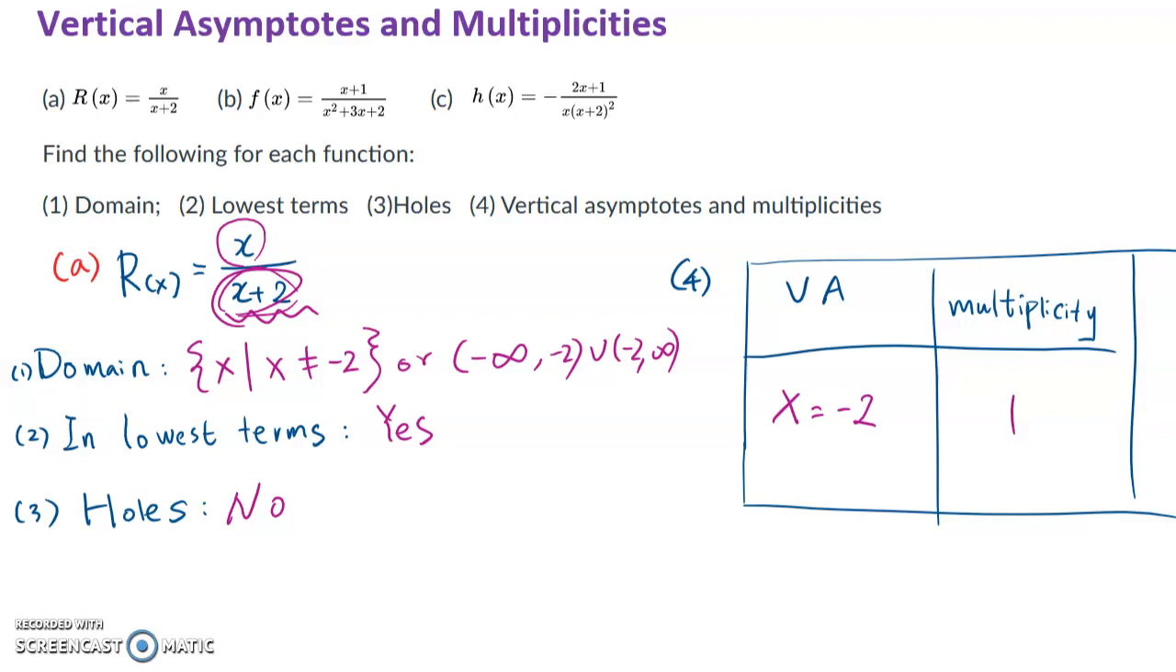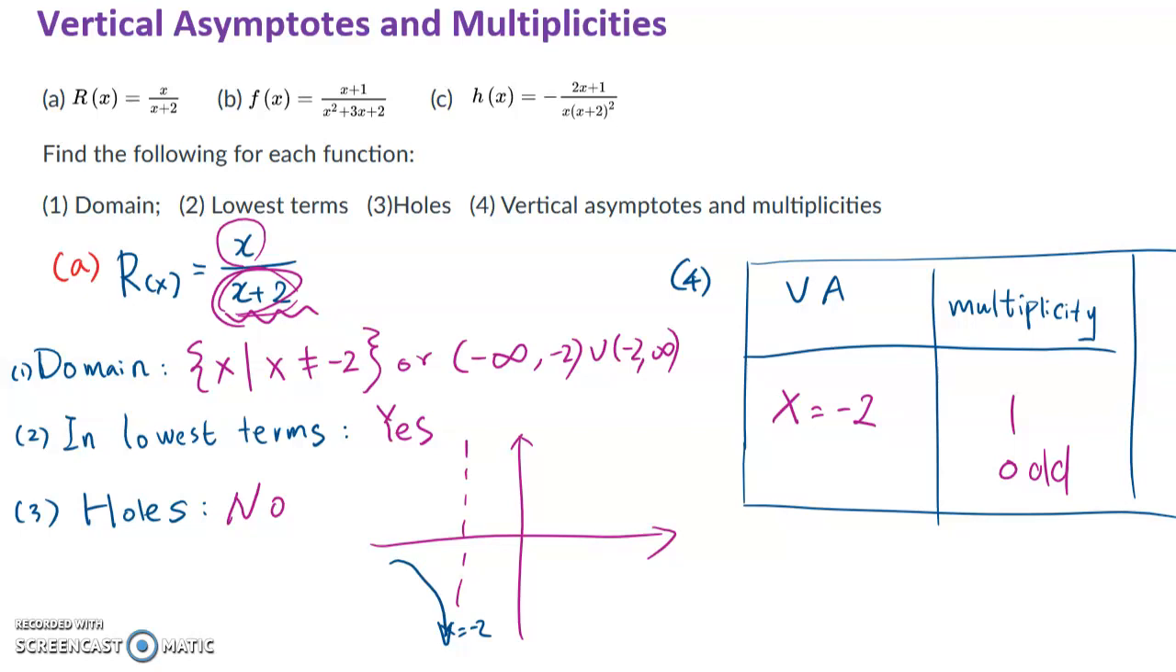So since the multiplicity is odd here, that means when you graph this function r of x, so here is the vertical asymptote, x equals -2, that means the graph on the two sides of this vertical asymptote x equals -2 will go to two different directions. One will go up, one will go down. Right now we don't know which side will go up, which side will go down. So I will say two cases.